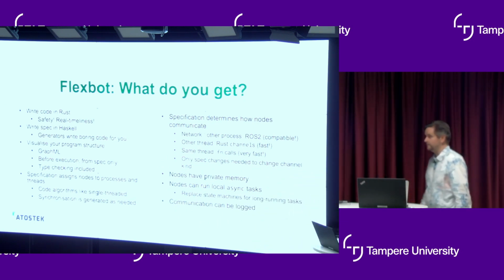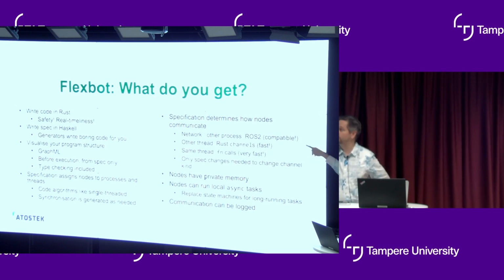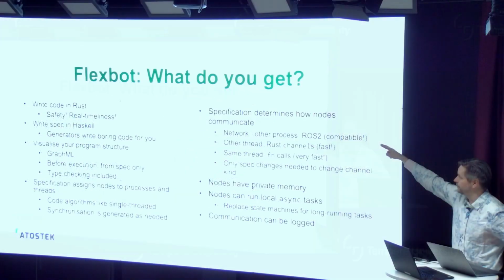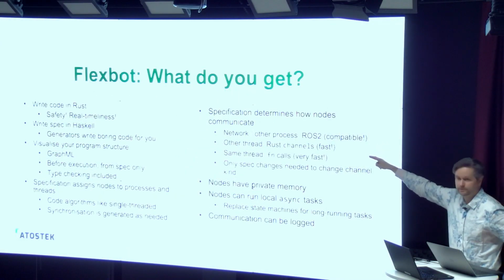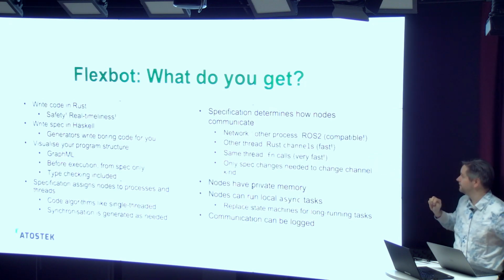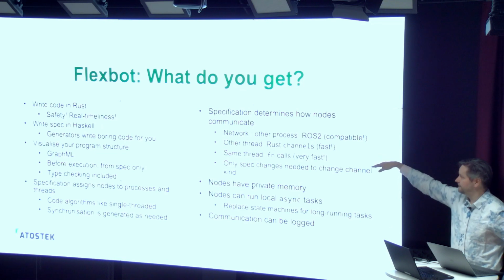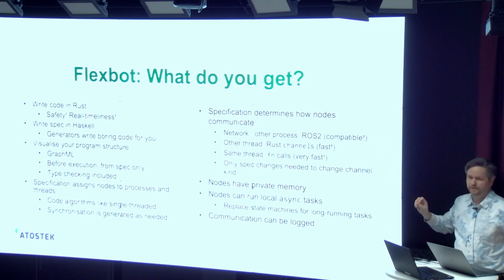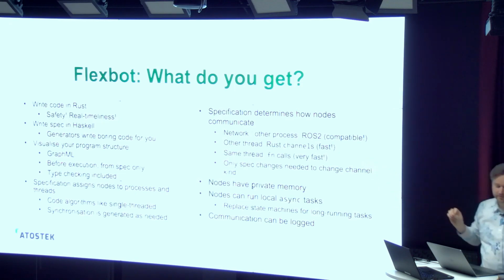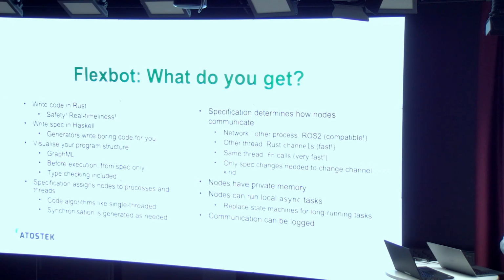So we have these different types. Actually, we have some more, but they are old and bad, and we could add some more. So we could use ROS2 communication over the network. We can use Rust channels, which are fast, and even straight function calls, which are very, very fast. And we can switch between these by changing the specification and regenerating the communication network code. Of course, you cannot do a straight function call to another process, but within limits of reason.